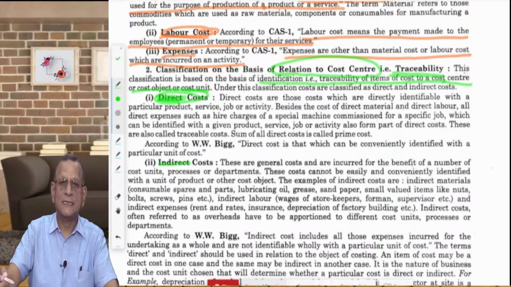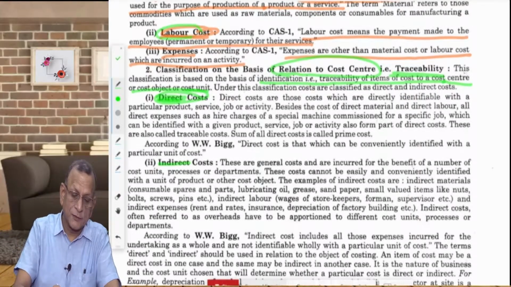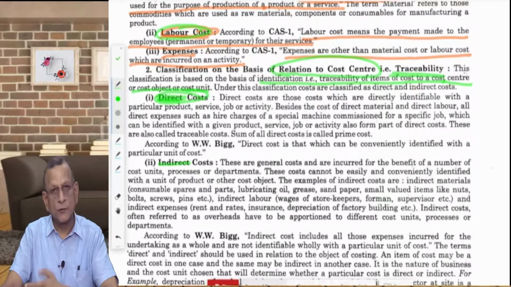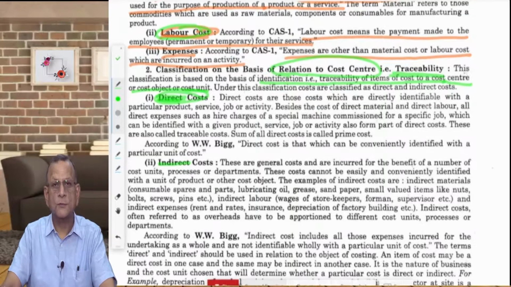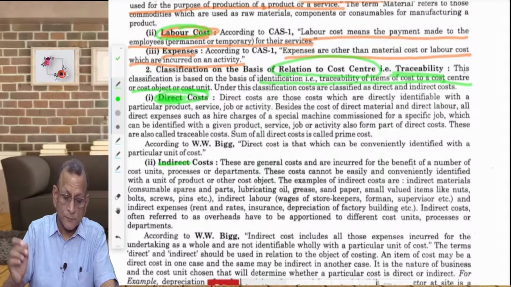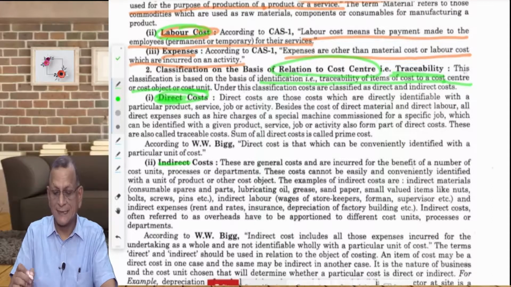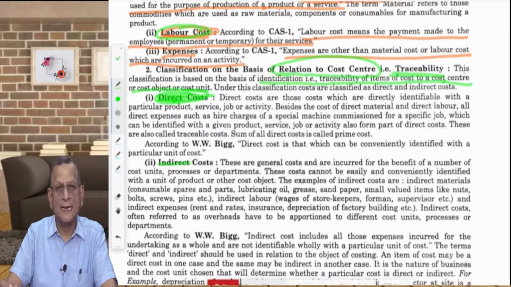We know that 7 workers are working in this finishing department. So the salaries of 7 workers are direct cost. In the previous classification, we said that it will be treated as labor cost. But here it is not labor cost, but a direct cost. Later on you may say it's a direct labor. Fine. We can go into sub classifications also if needed. We'll talk more about it. But right now, when we say classification on the basis of relation to cost center, traceability, then it is direct cost. Finishing department's direct cost.